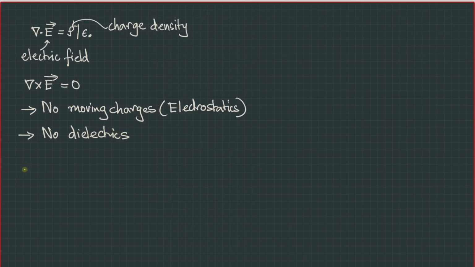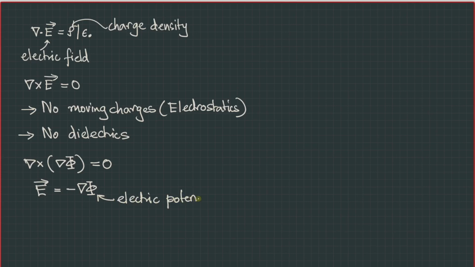So, we might remember that the curl of the gradient of a scalar function is 0, and using this in the third Maxwell's equation, we can say that the electric field is the gradient of a scalar potential, which we call the electric potential or the scalar potential. And this negative sign is a convention.